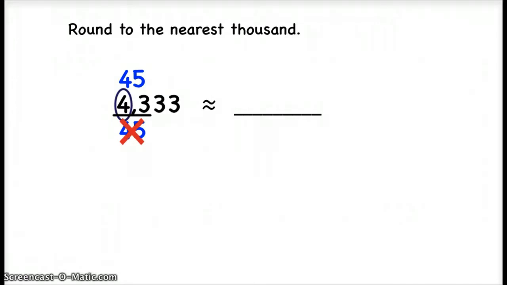43 is less than 45, so if I were to put it on my imaginary vertical number line, I would think to myself that 43 is less than 45, so I must round down to the lowest 1,000, which is 4,000.